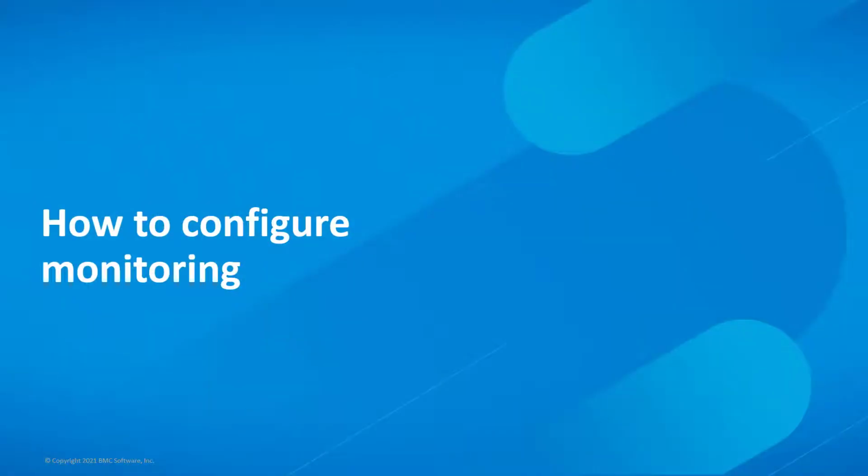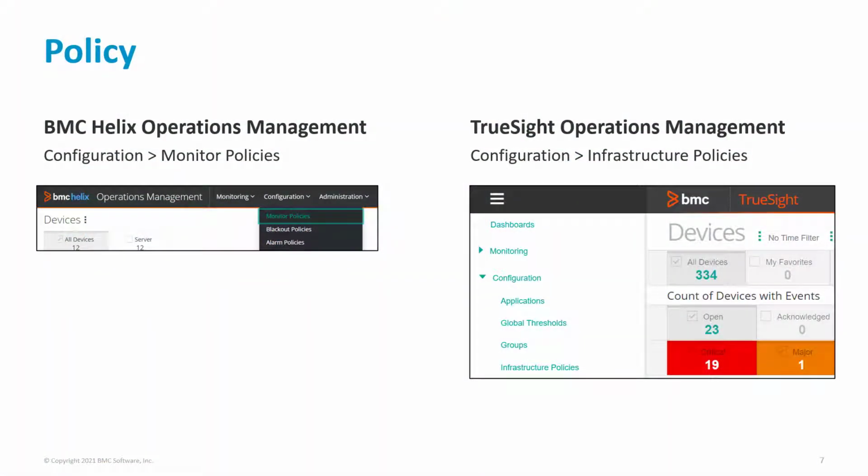Let's see the screens where you can configure monitoring. To monitor OpenShift, you need to create a policy. In Helix Operations Management, go to Configuration, Monitor Policies. And in TrueSight Operations Management, go to Configuration, Infrastructure Policies.